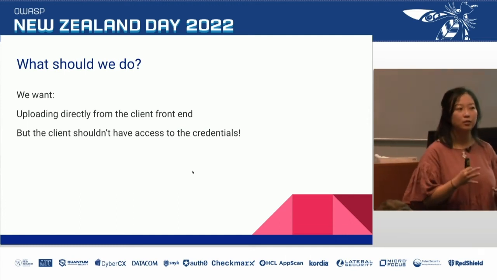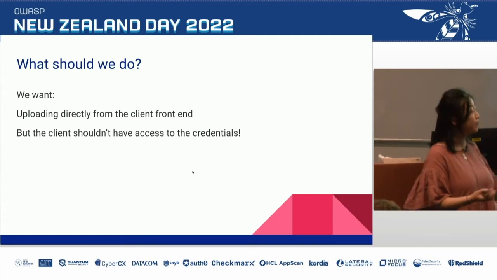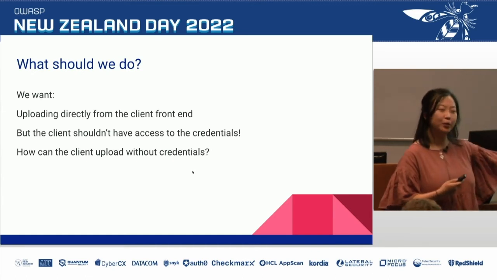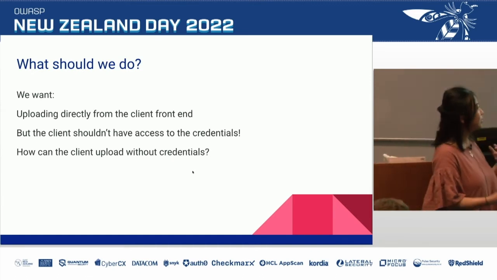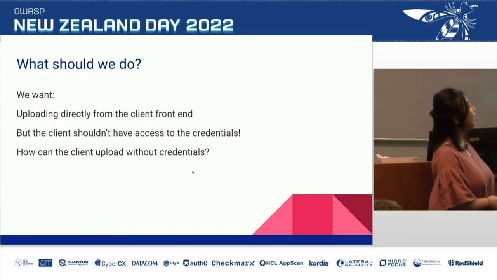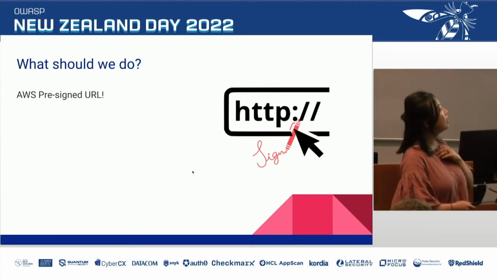Because everything is visible to the user, and you don't know what the user is going to do with them. So how do we get the client to upload without the credentials? It feels like it's just not really going to be able to happen. Right. So the AWS solution for this is called PreSign URLs.